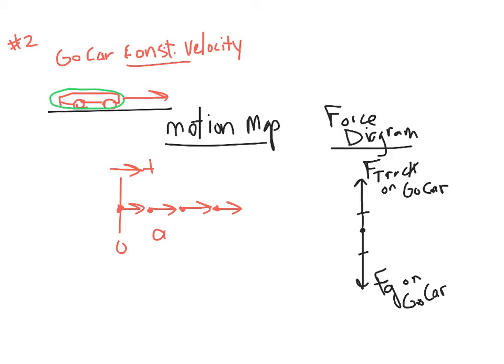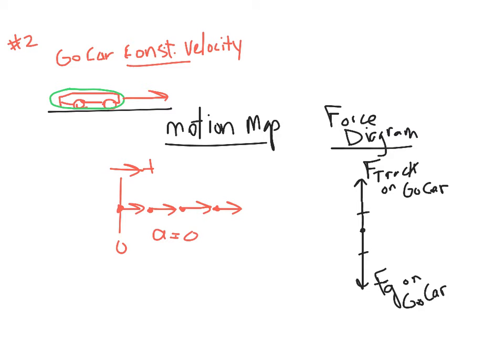My A then in this motion map should be what? I can't hear you. Correct, 0. The A should be 0 because we don't have acceleration since it is traveling with a constant velocity.